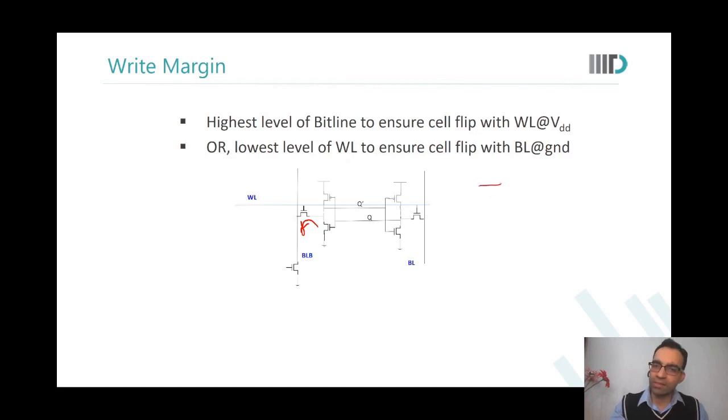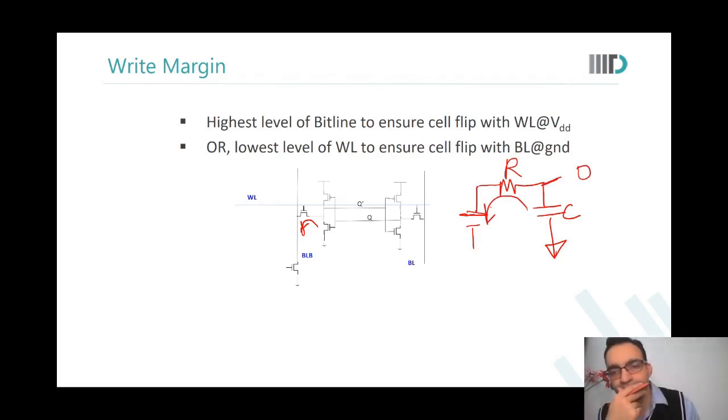See, what is this? A bit line is an RC. This is a wire, so it would have some R, and the wire also has some capacitance. If I apply a voltage source here or a current source here, how long do you think it will take to discharge this particular capacitance to 0? How long? You realize that, it being an RC circuit, it will take a huge amount of time to discharge the capacitor to 0.